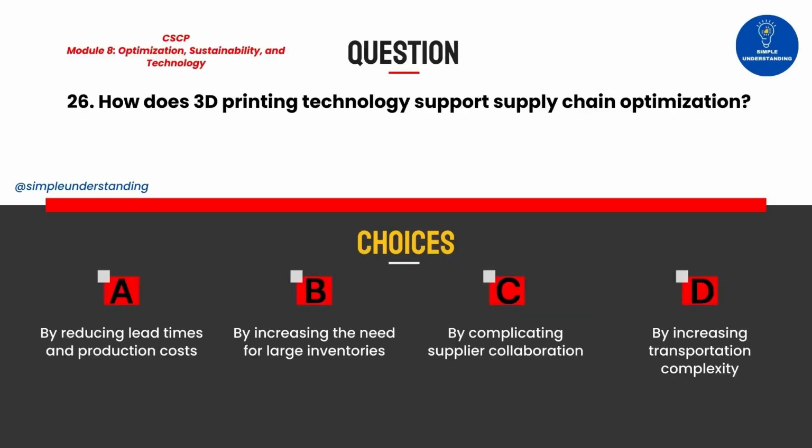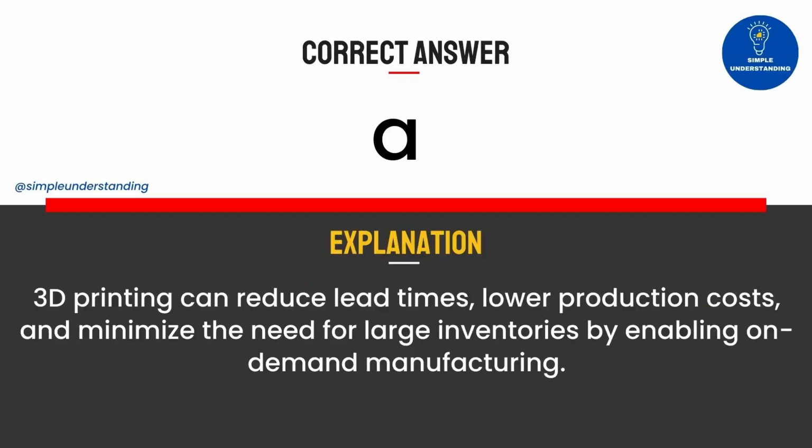26. How does 3D printing technology support supply chain optimization? A. By reducing lead times and production costs. B. By increasing the need for large inventories. C. By complicating supplier collaboration. D. By increasing transportation complexity. Correct answer, A. Explanation. 3D printing can reduce lead times, lower production costs, and minimize the need for large inventories by enabling on-demand manufacturing.